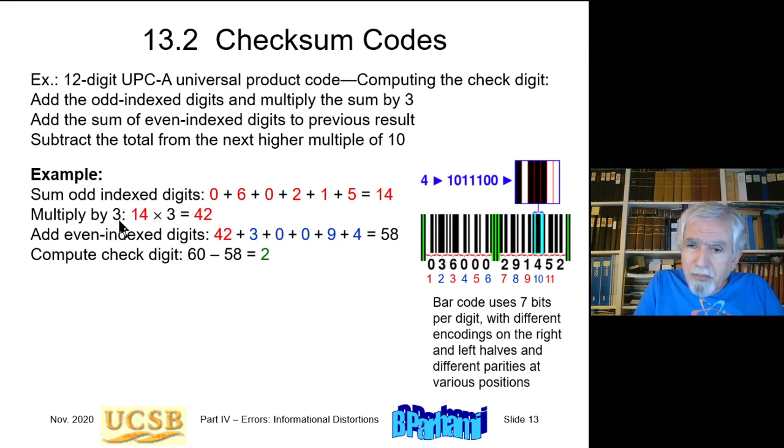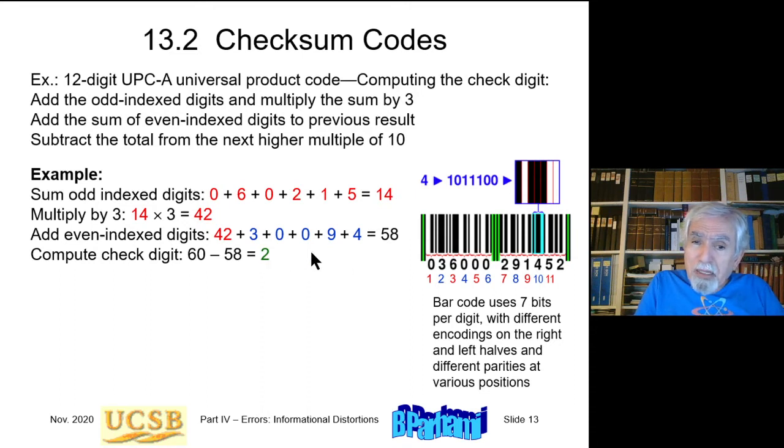So this is basically the encoding process. Whatever sum you get here, 14, multiply by 3, you get 42. Now add to this 42 even index digits. Even index digits in this example are 3, 0, 0, 9, and so on. You get 58. Find the next multiple of 10 after this number, which is 60, and subtract that number from it. You get 2. So that's the check digit that you put there. Okay.